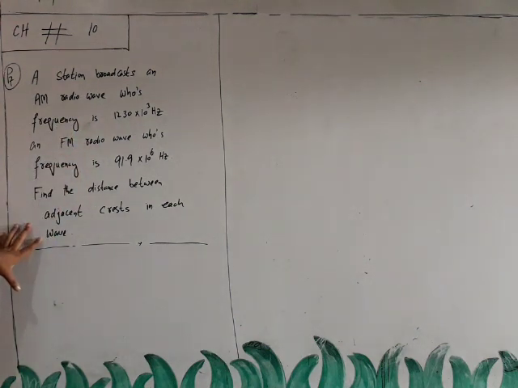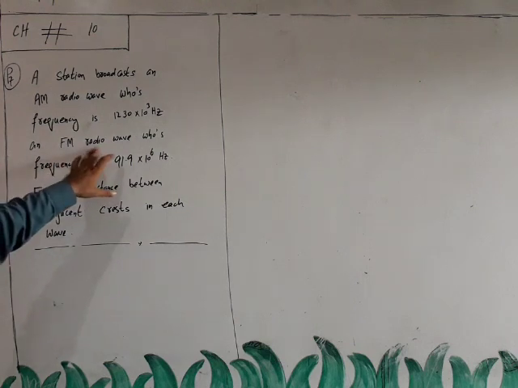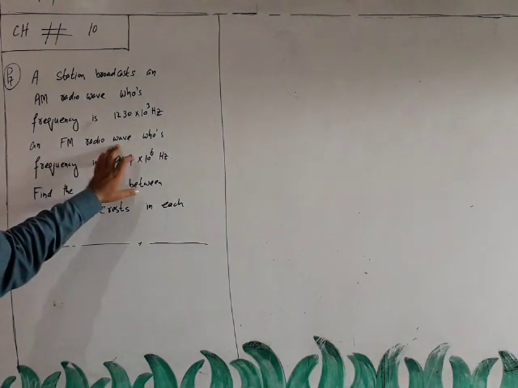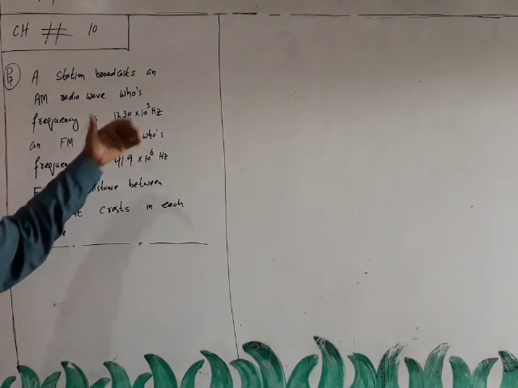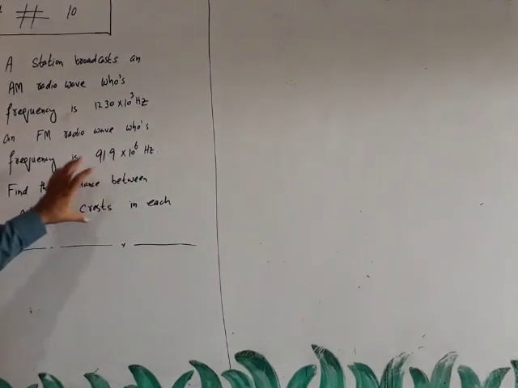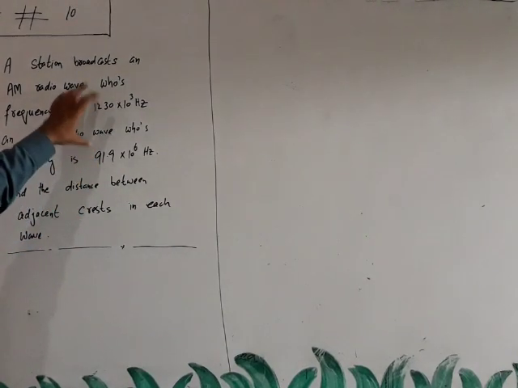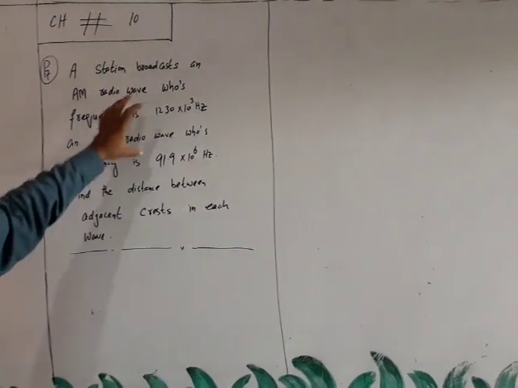But in this problem we are not given the speed, which is the basic value for using the universal wave equation. So we have to keep in mind that these radio waves travel with the speed of light in air, and its value is constant, which is 3 multiply 10 power 8 meter per second. So we will use the speed of light as wave speed for these radio waves.